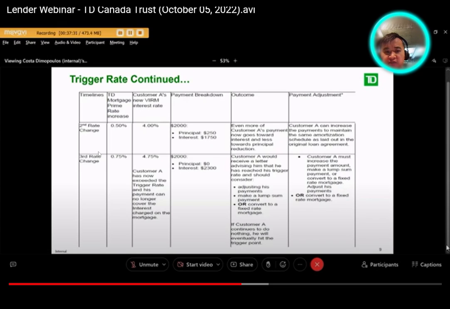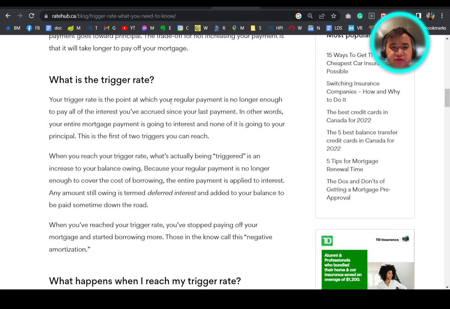And as we see another rate change, we're going to start to see interest actually be more than the payments. So every month, their principal actually is going up by 300. So they're actually getting less equity in their house over time. So as interest rates go up, we're going to reach the first trigger, which is called the trigger rate. Your trigger rate is the point at which your regular payment is no longer enough to pay all of the interest you've accrued since your last payment. In other words, your entire mortgage payment is going to interest, and none of it is going towards principal.